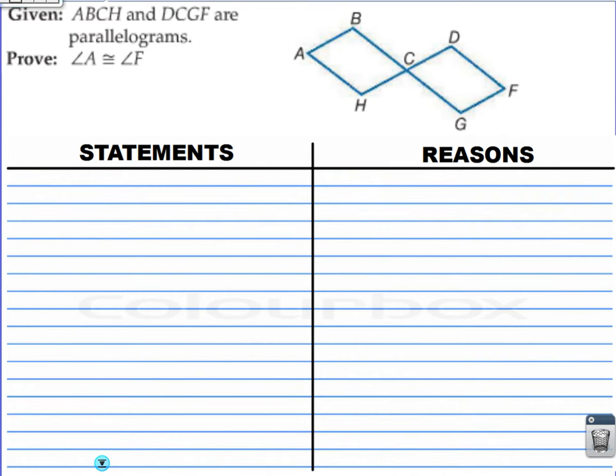And the last one, then we'll go on to something different. We're given two parallelograms. We want to prove that angle A and angle F are congruent. Okay, what's the method? Here we go. Carly, since ABCH is a parallelogram, angle A will be congruent to what?